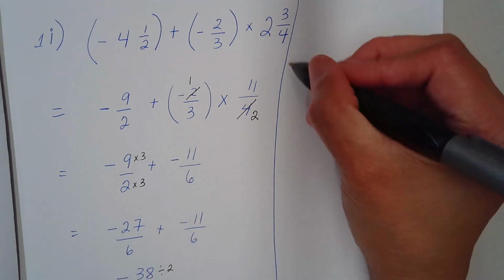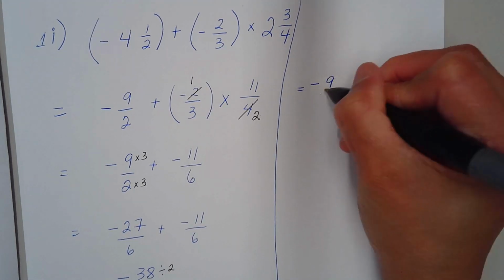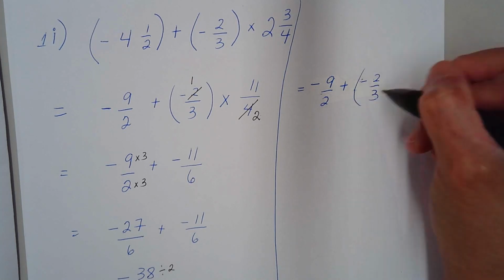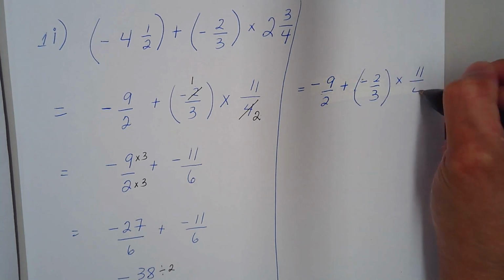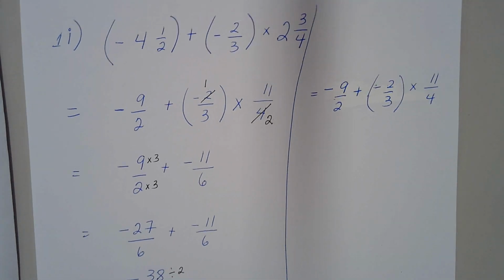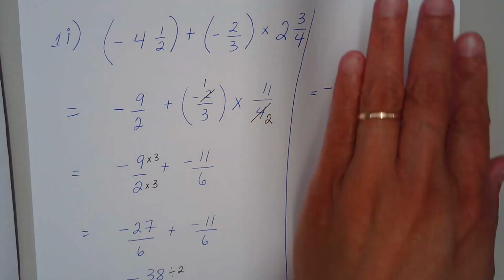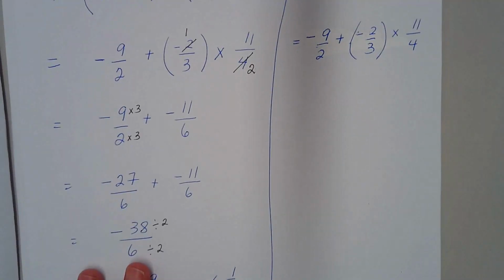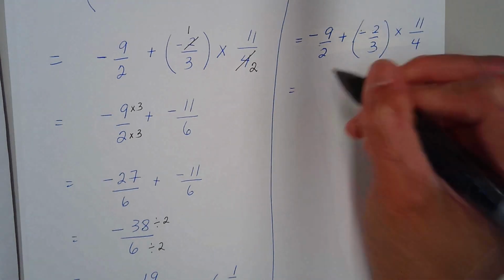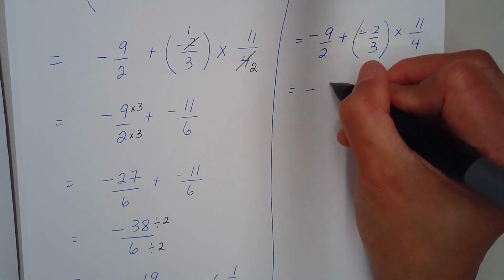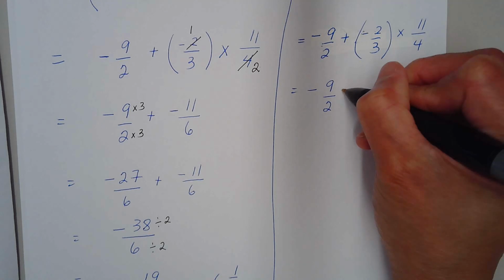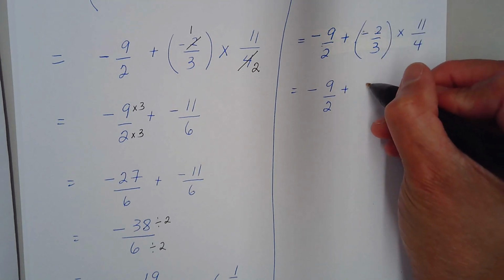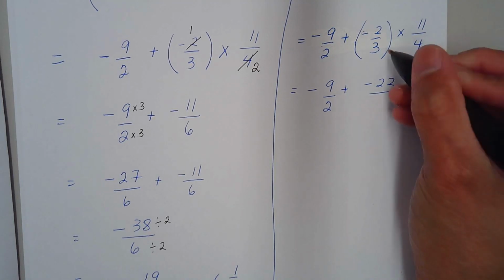So negative 9/2 plus negative 2/3 times 11/4. Okay, so the question is, how do we solve this without cross-reducing it? Go ahead, multiply this. That's going to be negative 9/2 plus, negative 2 times 11, so that's negative 22 over 12.